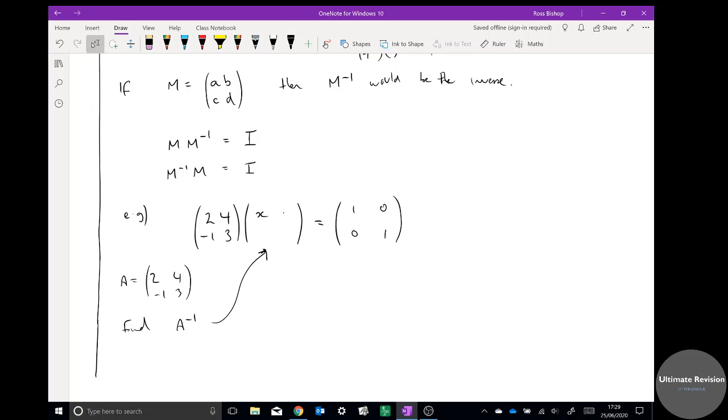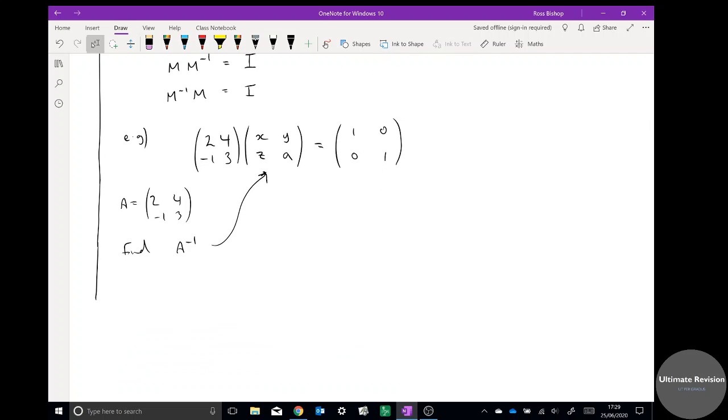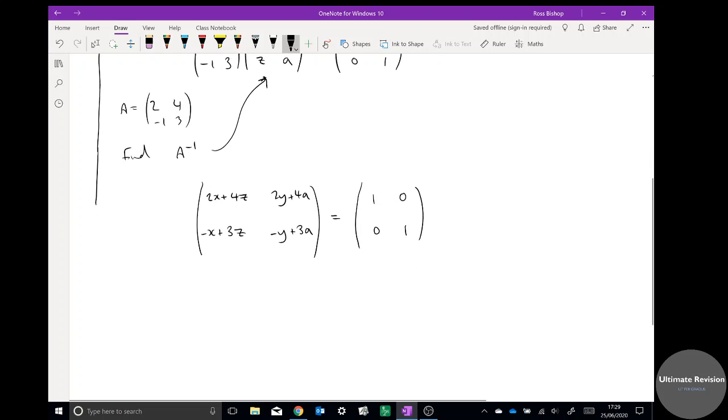Now we don't know what it is, so let's just call it 4 unknowns, x, y, z, and a. Okay, now I can multiply those two matrices together from what we've done last lesson. So the top left term is 2 times x plus 4 times z. And the top right term is going to be 2y plus 4a. Bottom left, minus x plus 3z. And then bottom right, minus y plus 3a. That's if I multiply the left side together, and that must equal the right side. That hasn't changed. 1, 0, 0, 1.